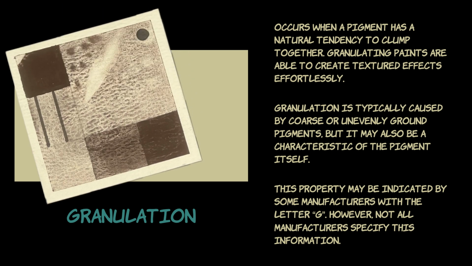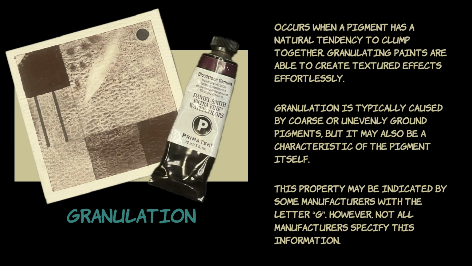Granulation occurs when a pigment has a natural tendency to clump together. Granulating paints are able to create textured effects effortlessly. Granulation is typically caused by coarse or unevenly ground pigments, but it may also be a characteristic of the pigment itself. This property may be indicated by some manufacturers with the letter G. However, not all manufacturers specify this information.